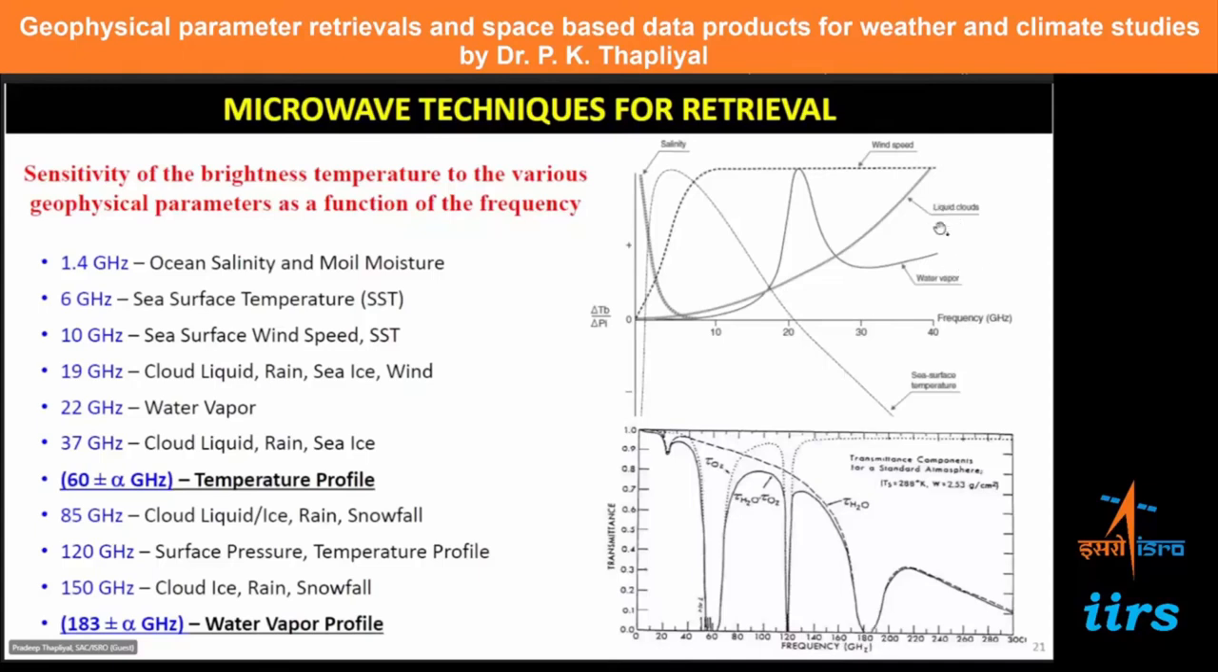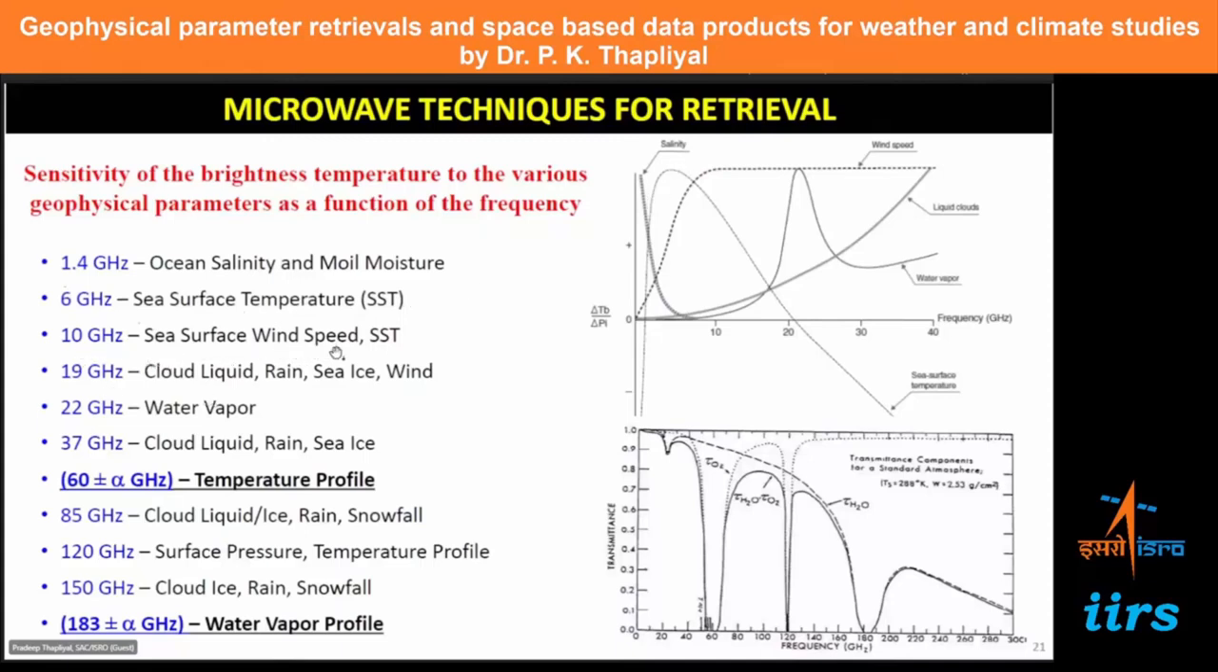The cloud liquid water, that is the liquid amount, is increasing continuously, up to 40 gigahertz. So observations at different frequencies are providing information about different parameters. For example, if you are making measurements at 1.4 gigahertz, you are basically getting information about ocean salinity, or over land you are getting information about soil moisture that I am not showing in this graph here. Then at 6 gigahertz, it's sensitive to sea surface temperature that I have shown here.